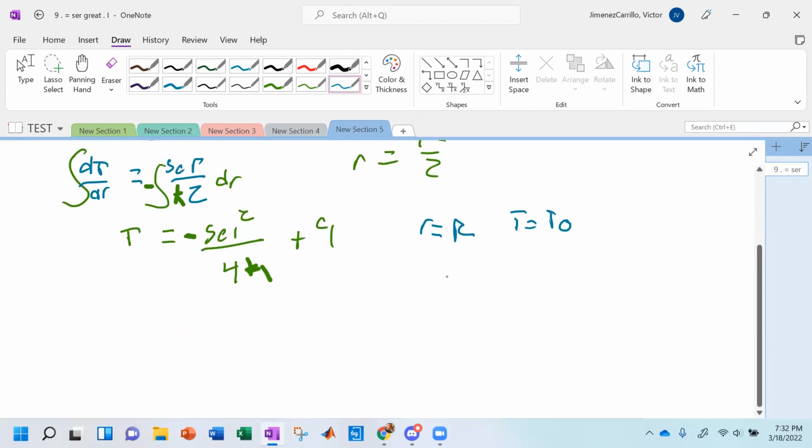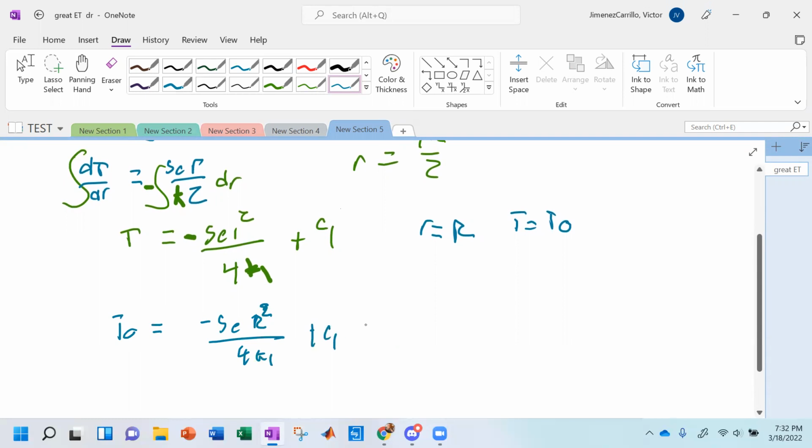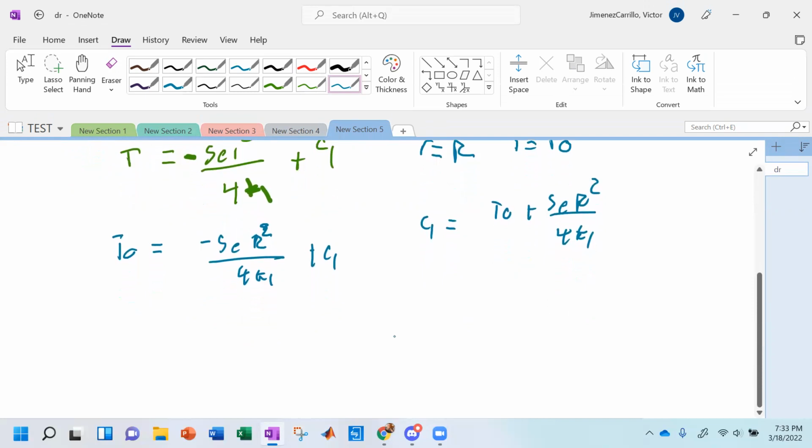So at T equals T naught, we'll plug it in. T naught equals negative S_E R squared, well, big R squared, over 4K1 plus C1. C1 then is equal to T naught plus S_E R squared over 4K1. The beauty to this is that you plug the C1 in here and you simplify. And I'm going to skip a lot of little steps that I think are relatively easy, if you did the math with me last time.